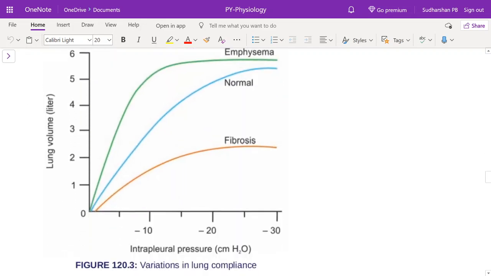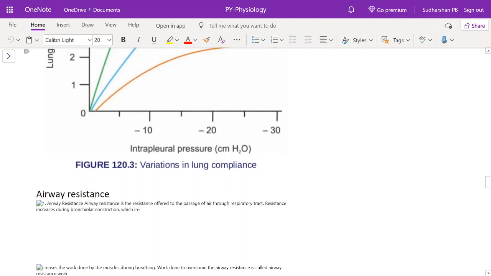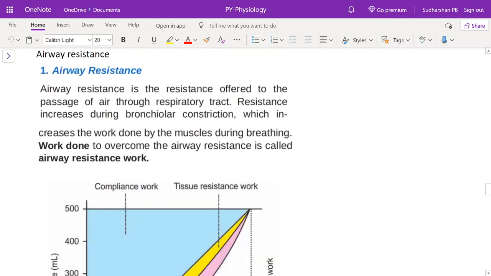Alright. And these are the variations in the compliance. This is for a patient with emphysema. This is a normal patient. And this is for a fibrosis patient. So these are some of the variations.